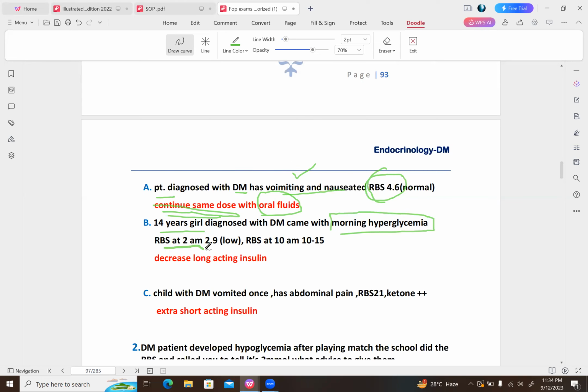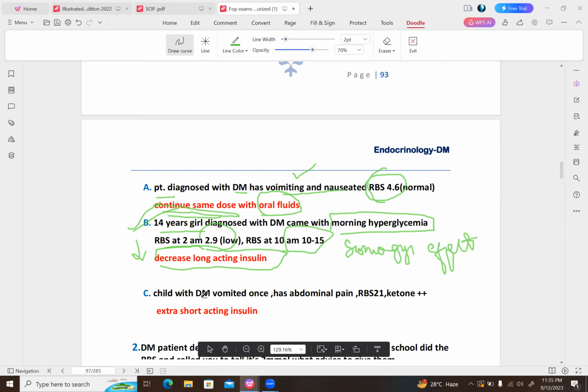Okay. This second scenario, a 14-year-old girl who has morning hyperglycemia. RBS at about 2 a.m. is very low, and at 10 a.m. it is very high. This is actually the Somogyi effect. So you decrease the long-acting insulin which you give at bedtime. You decrease that. Please don't forget, this is a very important scenario.